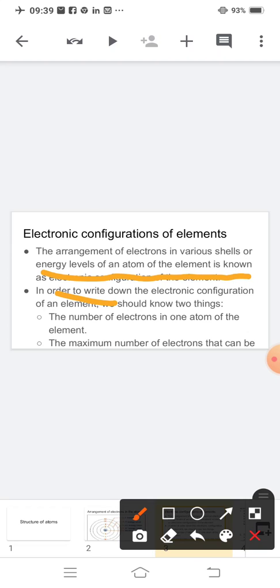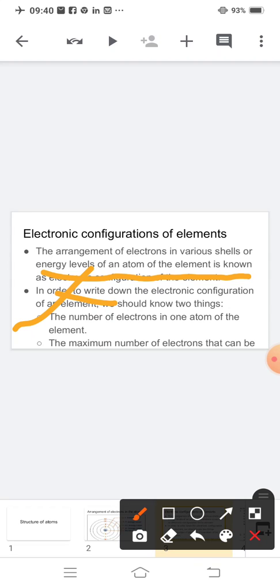Now, if you want to write the electronic configuration of an element, we should know two things. Number one, the number of electrons in one atom of the element. That means how many electrons are present in that element.